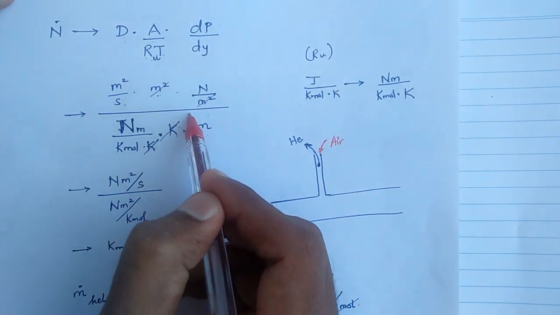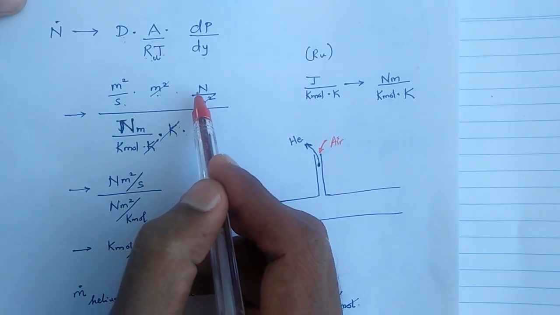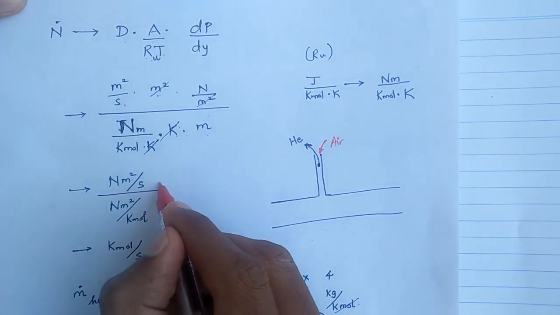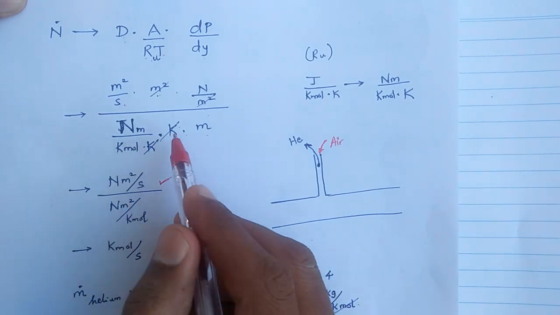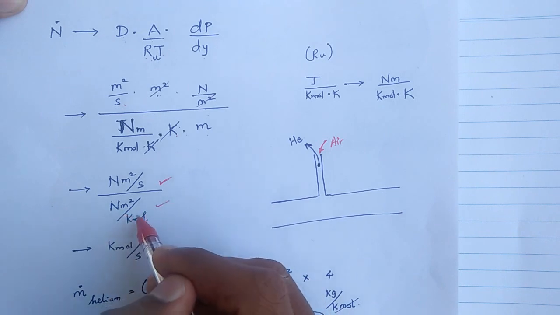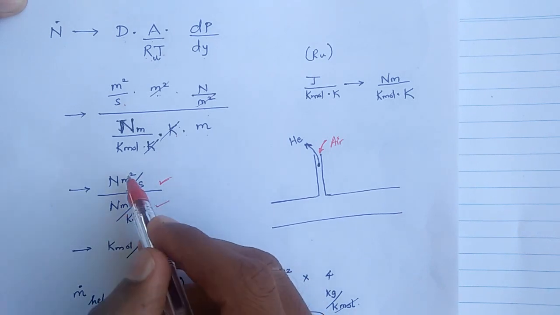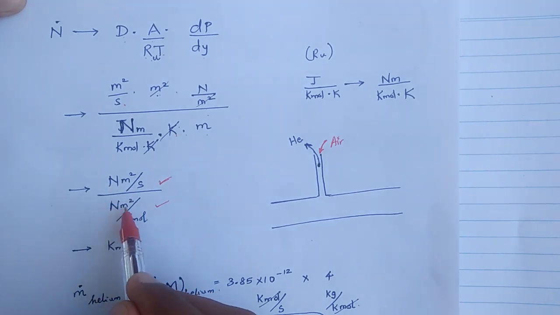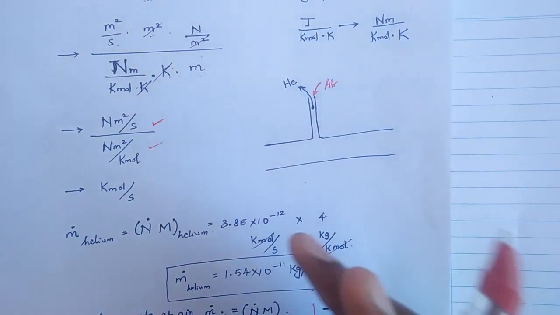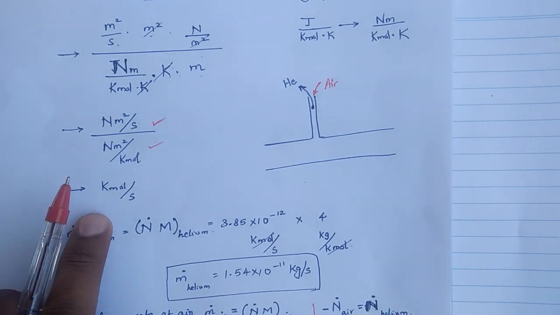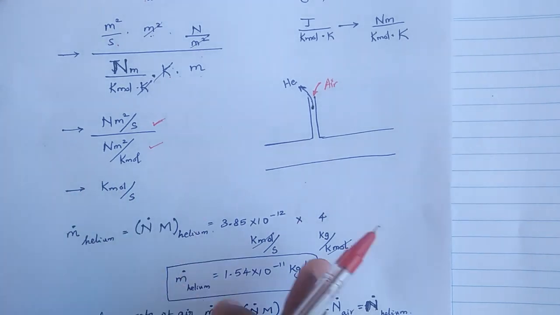So when you solve this, meter square gets cancelled. At the numerator you will be having Newton meter square per second. At the denominator, Kelvin gets cancelled. You will be having Newton meter square per kilomole. Here you will be having this Newton meter square and Newton meter square cancelled. So you will be getting finally kilomole per second. So the molar flow rate will be in kilomole per second.